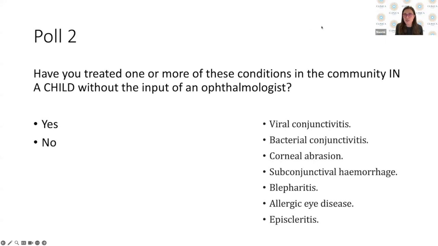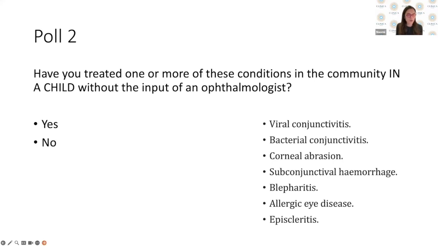Now, just a further query from me: have you treated these conditions in a child comfortably without the help of an ophthalmologist? So let's just launch that poll. You've all got fast fingers. So we're going to end the poll. It's slightly less, 10% less: 83% of you have been dealing with those conditions in the community in children without me. So I'm glad that my supposition was correct, and hopefully you've read a little bit in the blurb and weren't expecting to hear all about those things today.